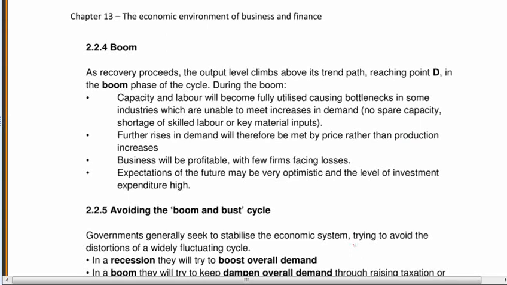During the boom, everyone's fully utilised then, so unemployment is almost non-existent. So there will be bottlenecks. There's a lack of spare capacity. So as demand carries on increasing, the only thing that there is to give is price. So we get inflation. Businesses, though, are profitable.